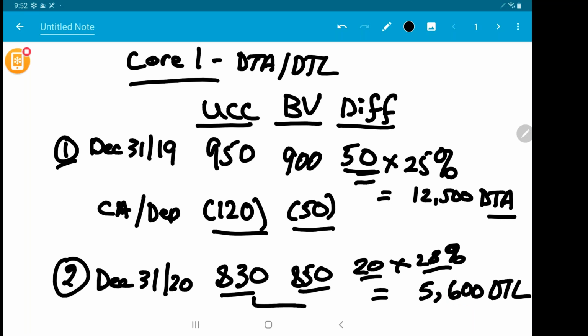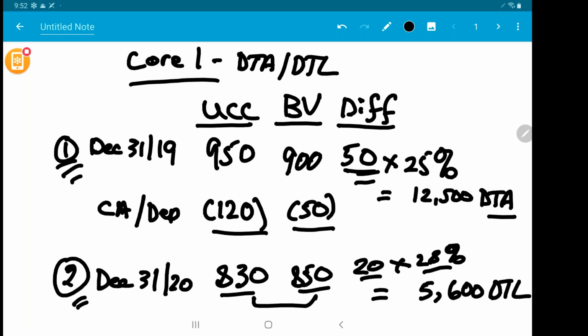Why a DTL? Well, look at your difference here between your UCC and your book value. Now your UCC is lower than your book value, so you've taken more of your CCA up front. You have less available to take at a future date, so that gives you a DTL. Okay, we're just about done here.